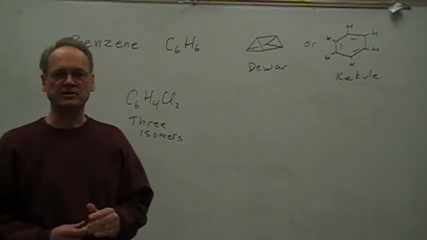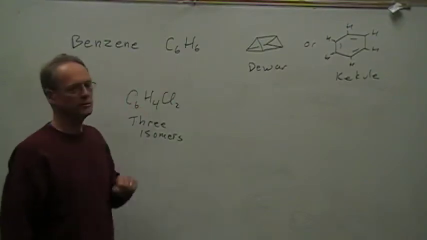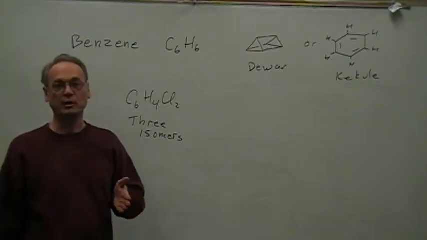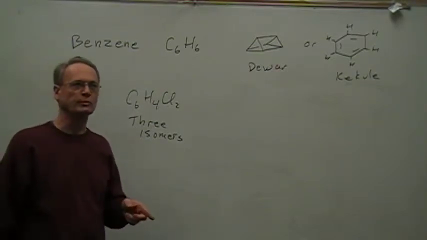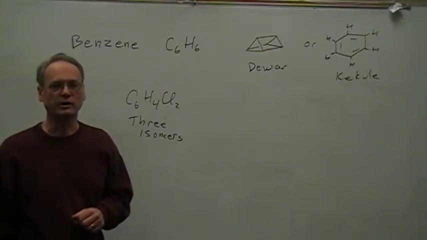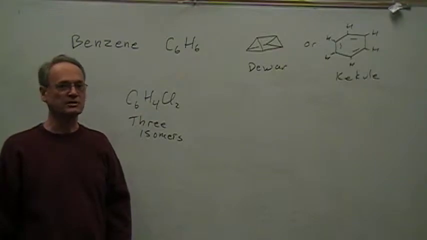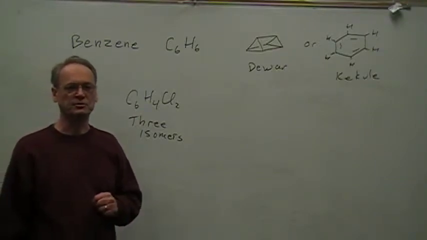Well, remember the index of hydrogen deficiency. If you have 6 carbons in the molecule, how many hydrogens would it have if it was saturated? Remember the 2n plus 2 rule? It should have 6 times 2 plus 2, which would be 12 plus 2, which would be 14. It should have 14 hydrogens. It only has 6 hydrogens, so it's missing a bunch of hydrogen. In fact, 4 pairs, so its index of hydrogen deficiency is 4.